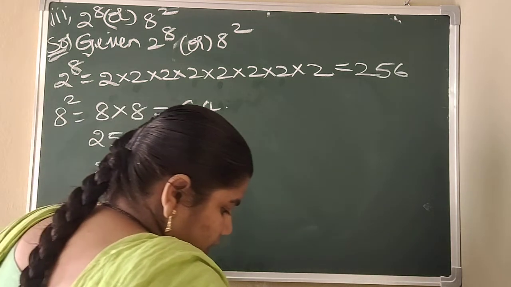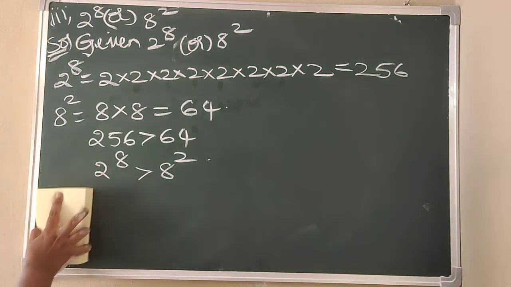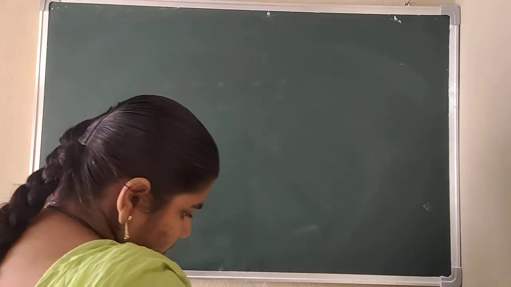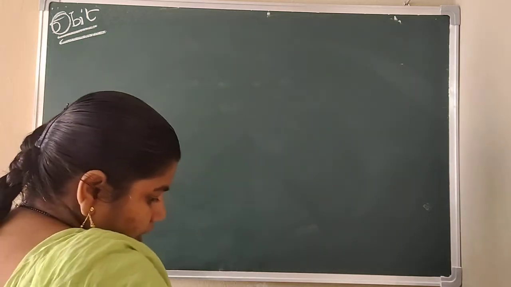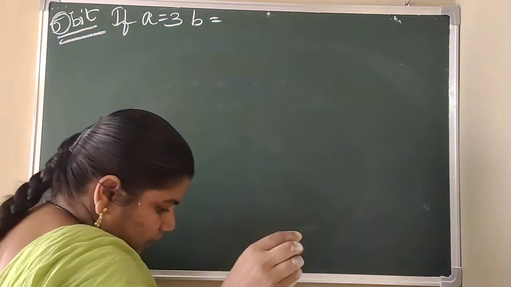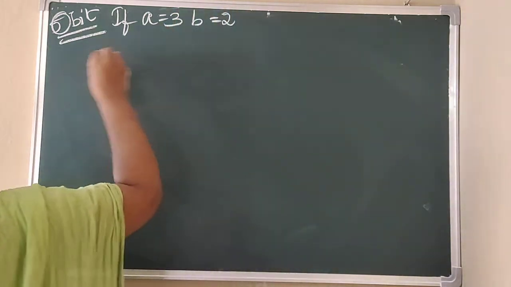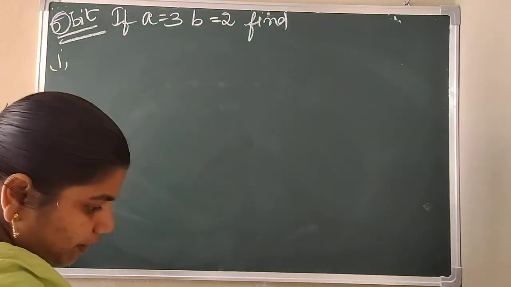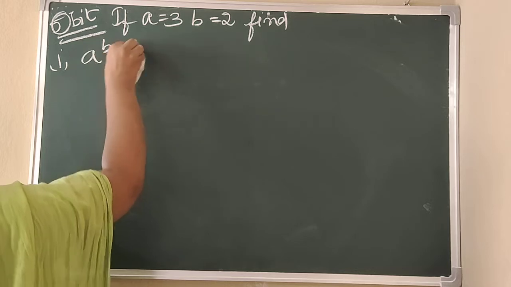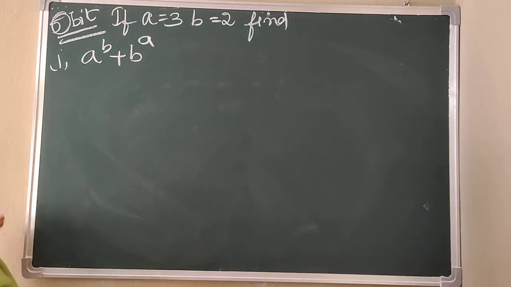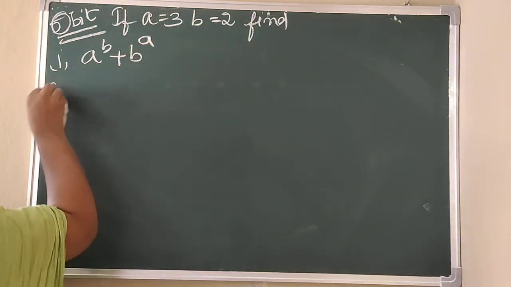Next is the fourth bit. Last bit now in this exercise. So they have given the fifth bit. If A is equal to 3 and B is equal to 2, find. So what values we have to find? We have to find A power B plus B power A. So what is the value of A power B plus B power A? We have to find. So these values we have to substitute here.